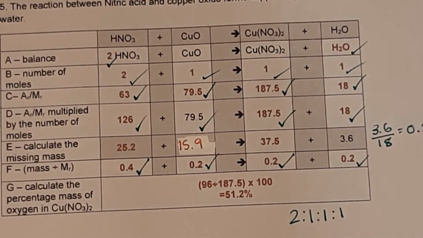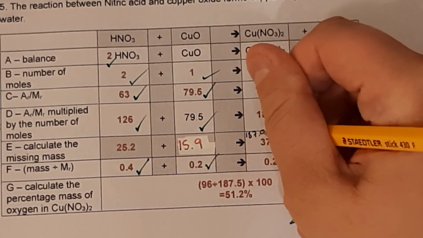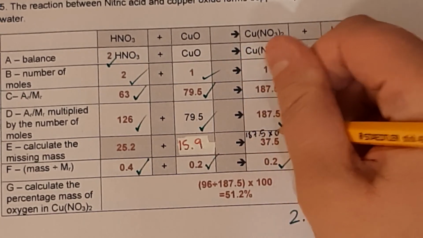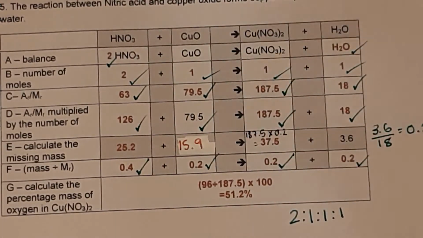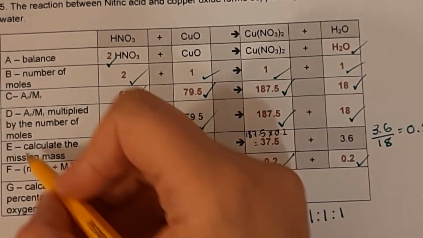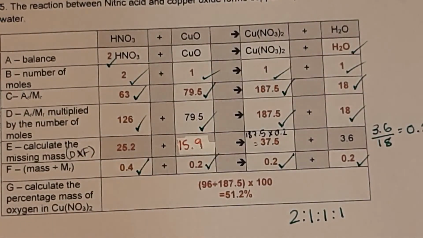So we're going to write this in. I'm going to use a pen here because it's much finer. So 187.5 multiplied by 0.2 will give us 37.5. Okay, so it's D multiplied by F. Another way of doing this is D multiplied by F. Okay, so we'll do that for all the rest of them as well.